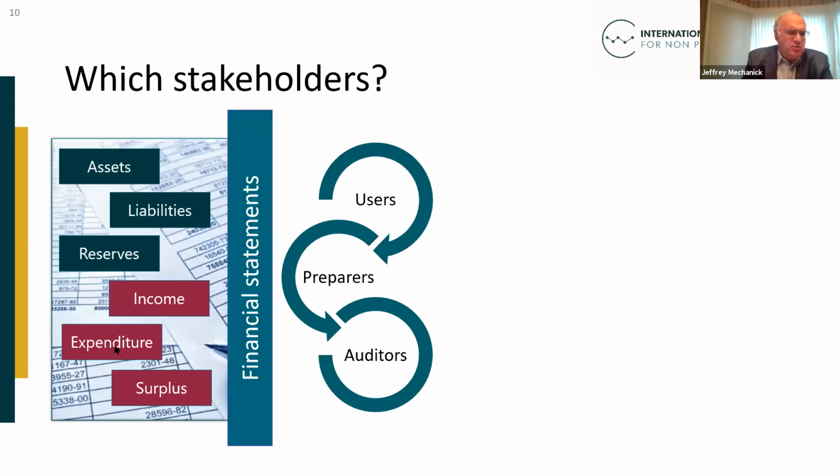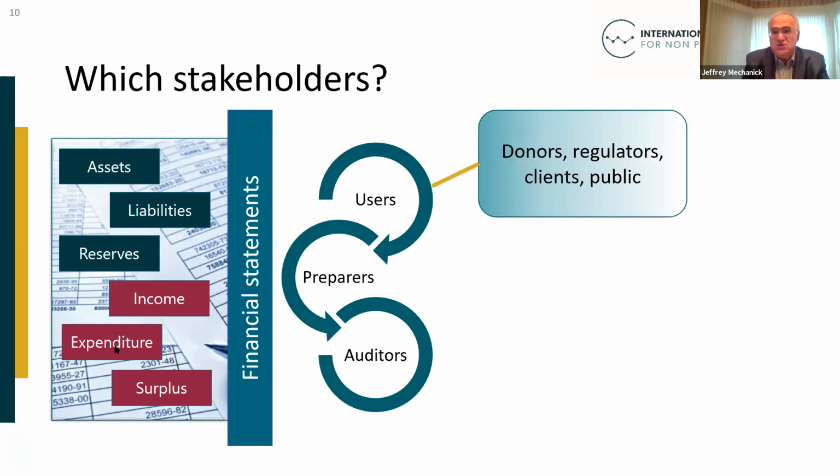So which stakeholders are being considered in this project? At an international level, the IFR for NPO project is responding to challenges expressed by three broad groups of stakeholders. First, we have the users or readers of financial statements. General purpose financial reports aim to meet the needs of a range of users. This would include donors, but also regulators, service users, which we also call beneficiaries or clients or members, and the public, as well as banks, collaborating partners, suppliers, and staff.